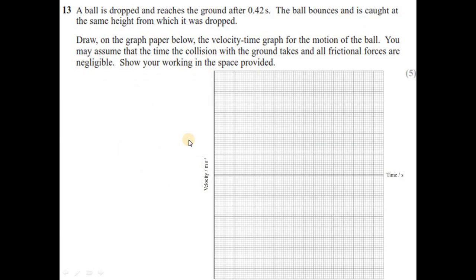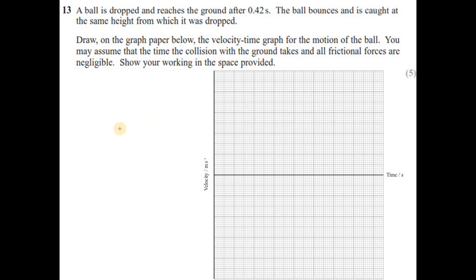Question number 13. A ball is dropped and reaches the ground after 0.42 seconds. The ball bounces and is caught at the same height from which it was dropped. Draw on the graph paper below the velocity-time graph for the motion of the ball. You may assume that the time the collision with the ground takes and all friction force is negligible. Show your working in the space provided.